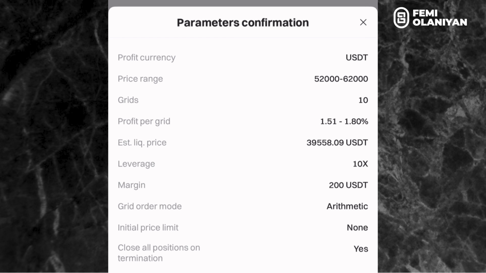You also see your leverage is 10x. Again, don't go more than 10x. Your margin is how much you are investing in this, which is $200. And then your grid order mode is arithmetic. Initial price limit is none. Close all positions on termination, yes. What does that mean? This means that if you cancel the trading bot today, it will close every trade that is open. So if it's currently taking any trade and you close it now, it will automatically close all the trades and then you take your money.